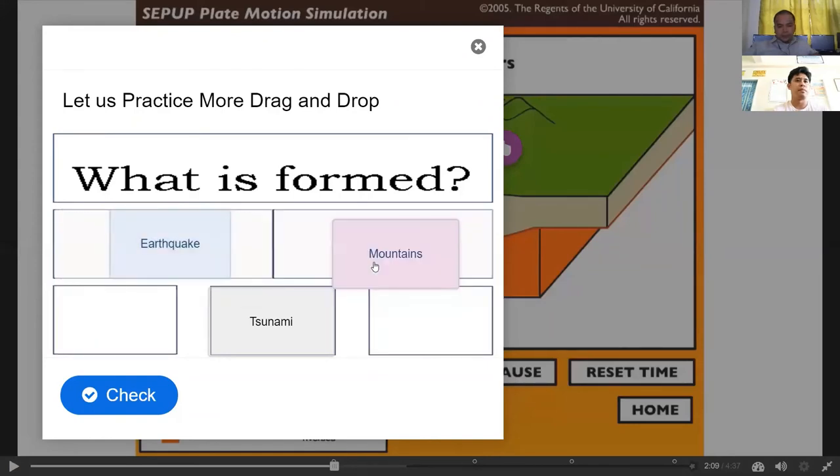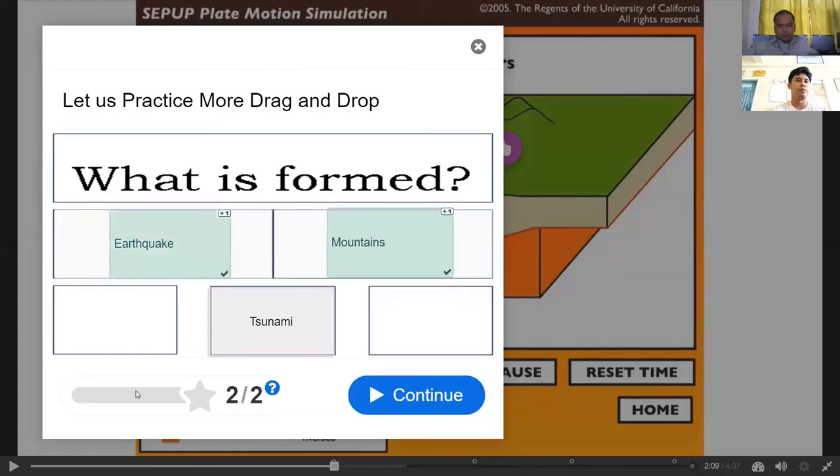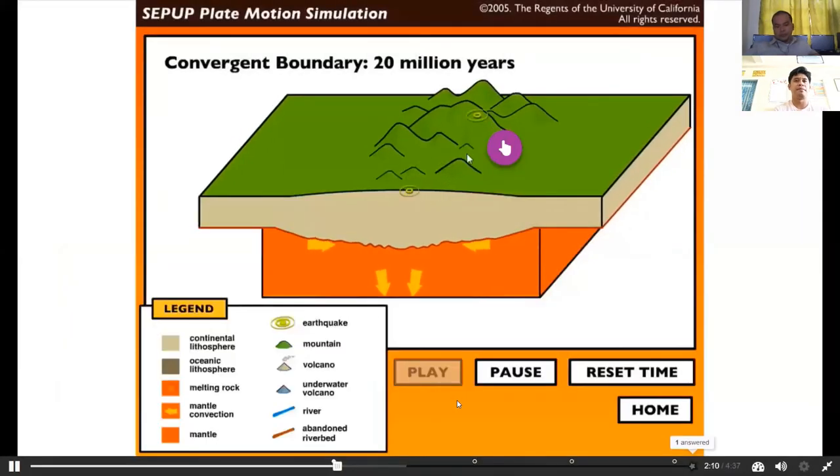Okay, place it like that. That's it. And try to check. Okay, very good. You can proceed to the next.